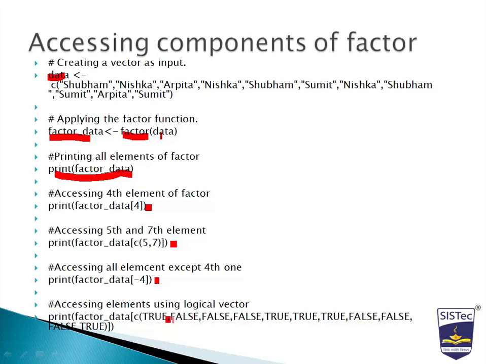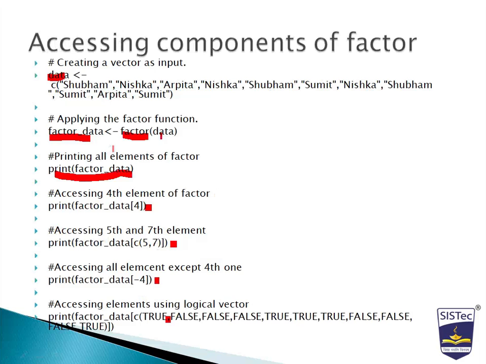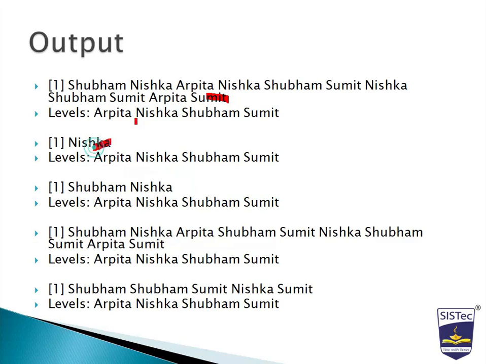Let's see the results. So this is our value that we display. Then these are the labels. Then we display the fourth element. So the fourth element is this one, but the labels are still 4 because we have stored 4 unique names. So there are 4 different labels.